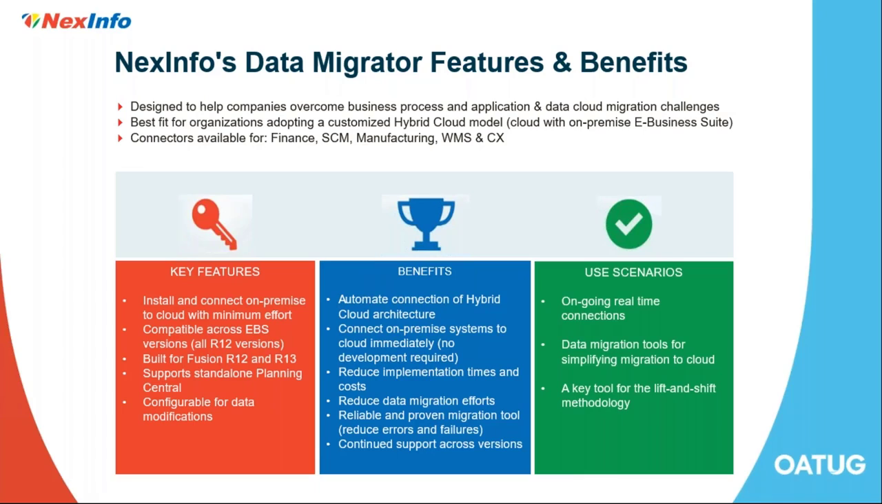Just going to name off a few of the top benefits here. There's an automatic connection of hybrid cloud architecture. It reduces your migration efforts, and there's continued support across all versions. So, in short, it really just reduces your implementation times and your overall cost, which is key during the data migration process. And, talking about use case scenarios, there are data migration tools for simplifying the migration to cloud process. It's a key tool for your lift and shift methodology.